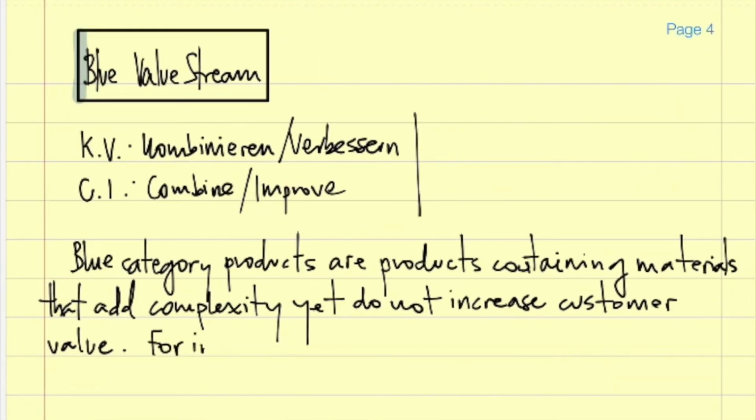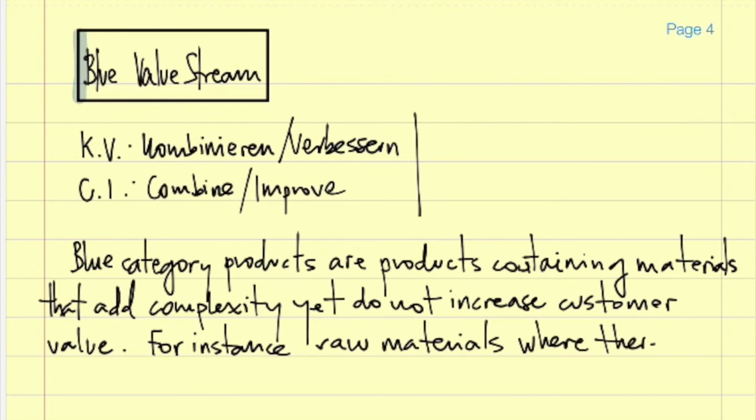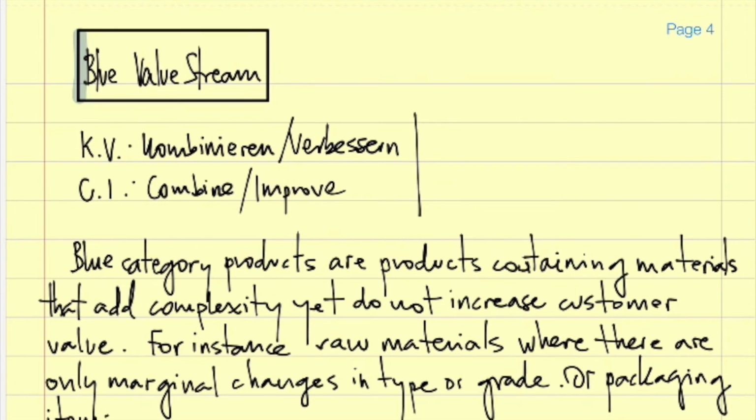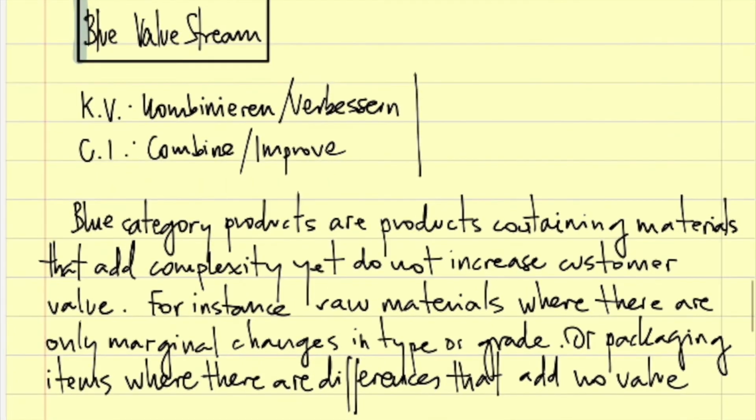For instance, raw materials where there are only marginal changes in type or grade, or packaging items where there are differences that add no value to the customer.